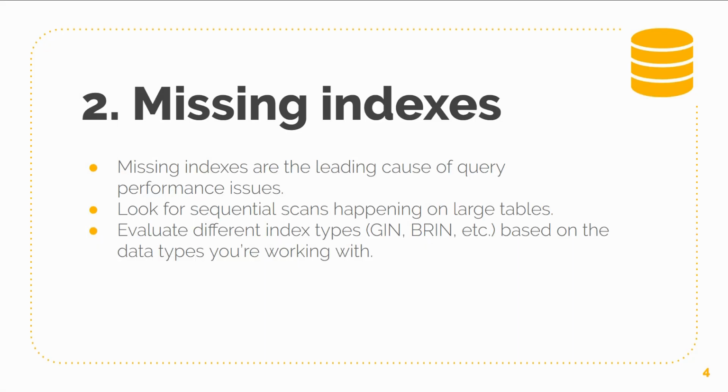The second tip I want to share is to look for missing indexes. I would say that missing indexes are probably the leading cause of query performance issues. Adding the right indexes can cause an order of magnitude or several orders of magnitude performance gains. To identify missing indexes, look for sequential scans happening on large tables, and also you might want to evaluate different types of indexes. In this course so far, all we had time for was to look at using the default B-tree index, but there are several other index types that you may want to consider.